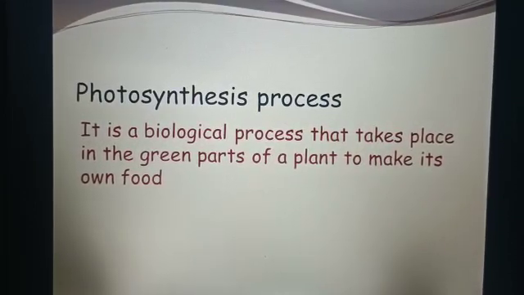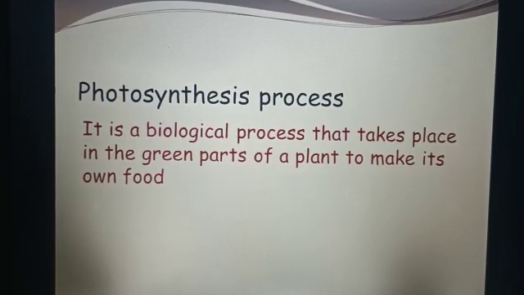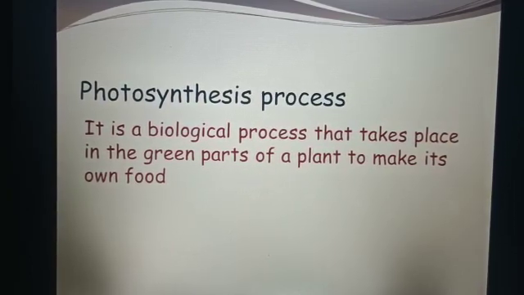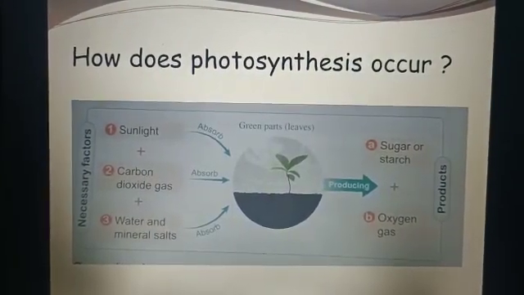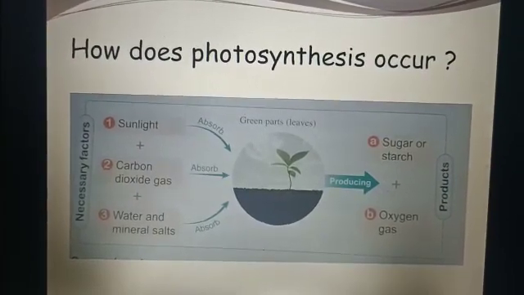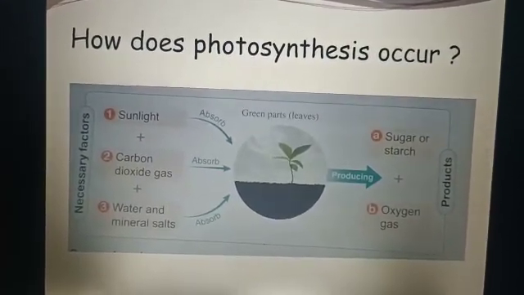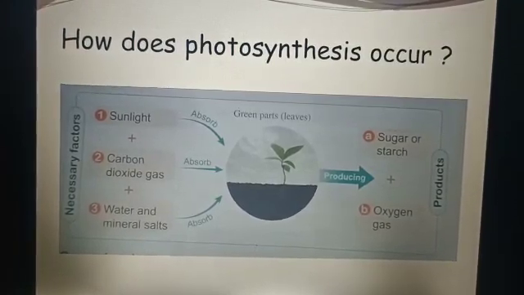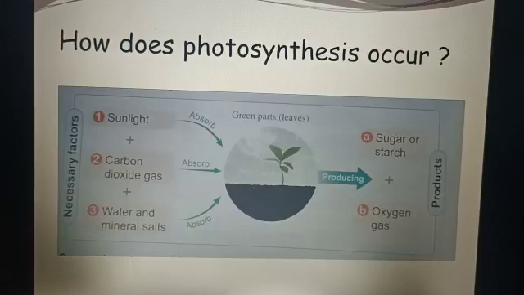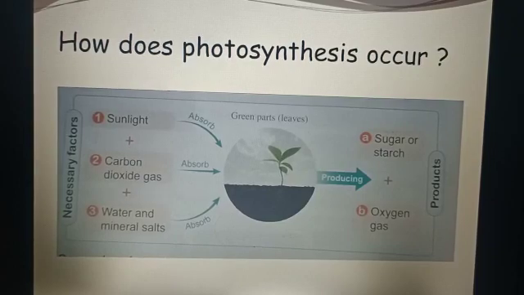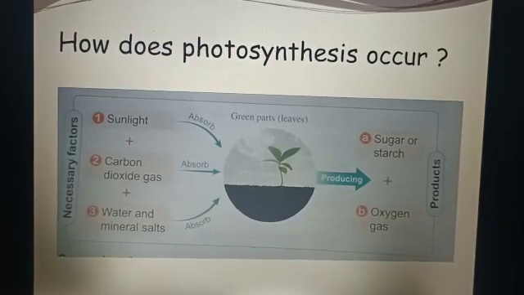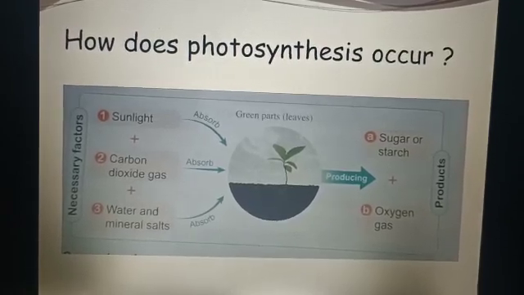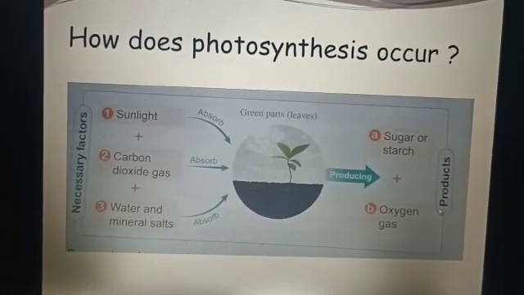Photosynthesis process. What is the photosynthesis process? It's a biological process that takes place in the green parts of the plant to make food. How does photosynthesis occur? The photosynthesis occurs by absorbing the sunlight by chloroplasts, absorbing the carbon dioxide gas from air by leaves, and absorbing the water and mineral salts from soil by roots. All the previous substances react together to produce plant food as starch or sugar, and it gives us oxygen.